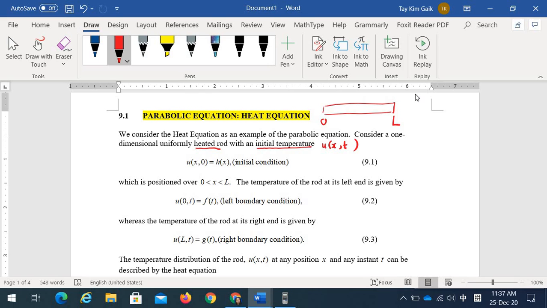So the initial temperature happens when t equals 0. That's why you have u(x,0), let's say given by h(x). This is the initial condition.